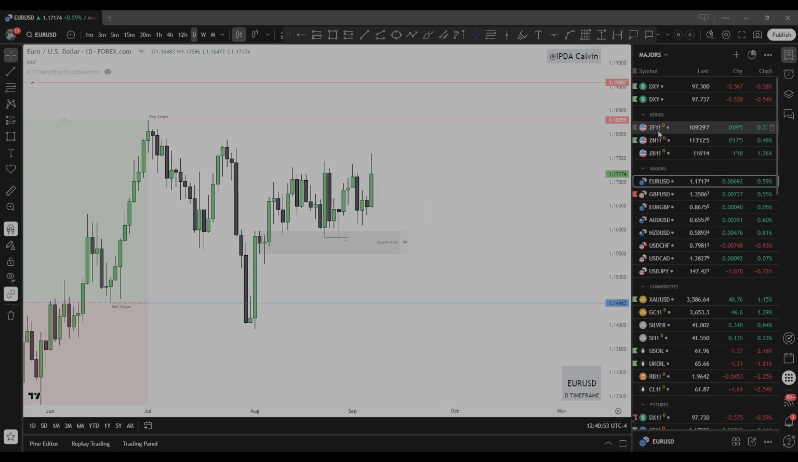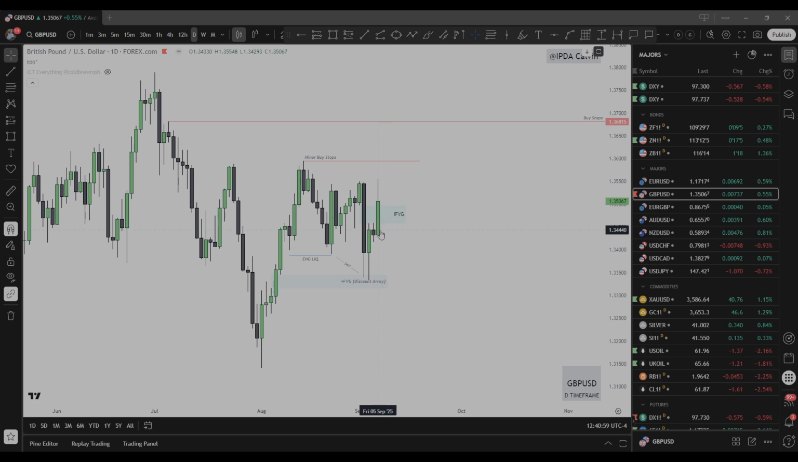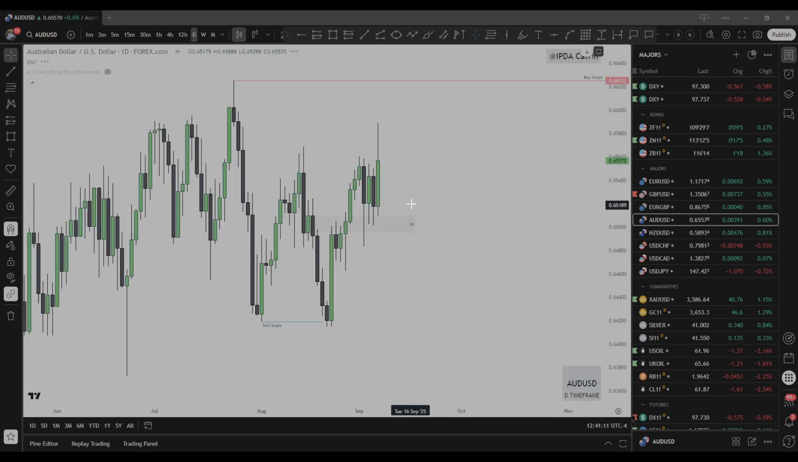As long as the bonds indicate bullish price delivery, then the foreign currencies should really not have a hard time following. And then here on the pound, we've seen a nice run on sell stops trading into this inefficiency, a really strong reaction from here, and we have fully closed through this inverse fair value gap. So I'm definitely looking for bullish price delivery on the pound too.